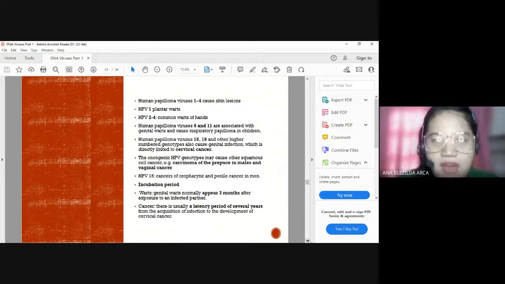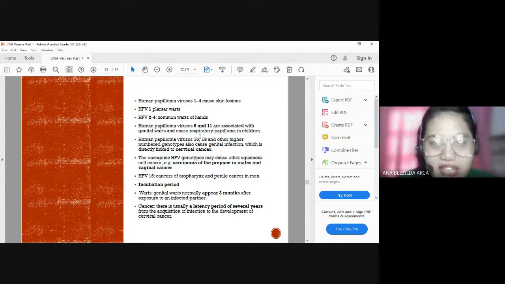So, ano ba yung mga different serotypes of the papillomaviruses? So, kapag 1 to 4, papilloma 1 to 4, it causes skin lesions, di ba? For HPV 1, it causes plantar warts. Take note of this one, plantar warts. HPV 2 to 4, warts of the hands. HPV 6 and 11. This is the one that causes genital warts. Okay, and also respiratory papilloma in children.